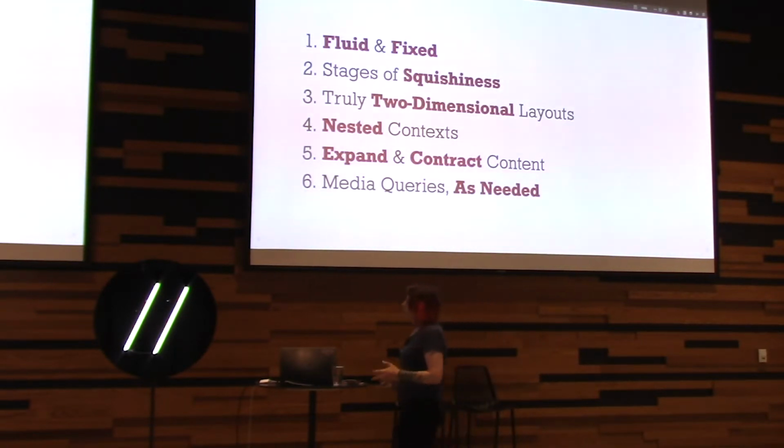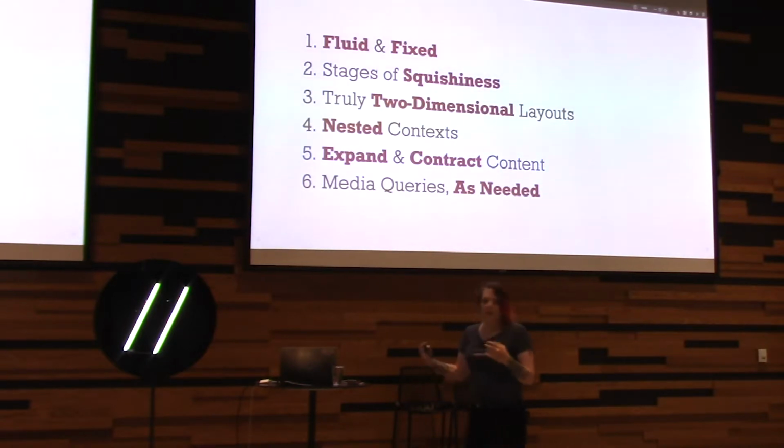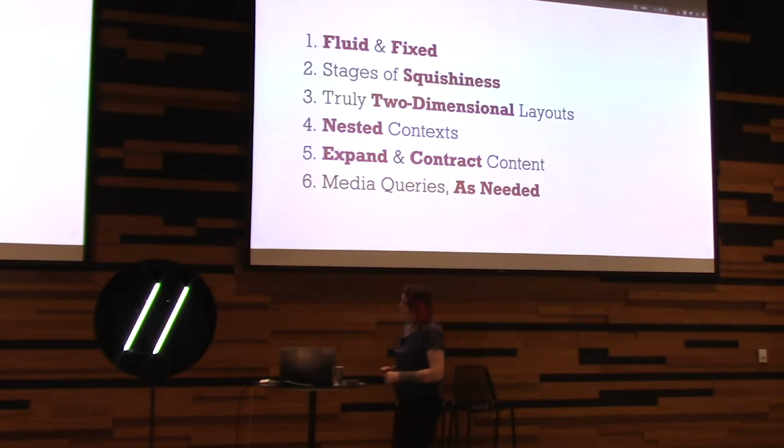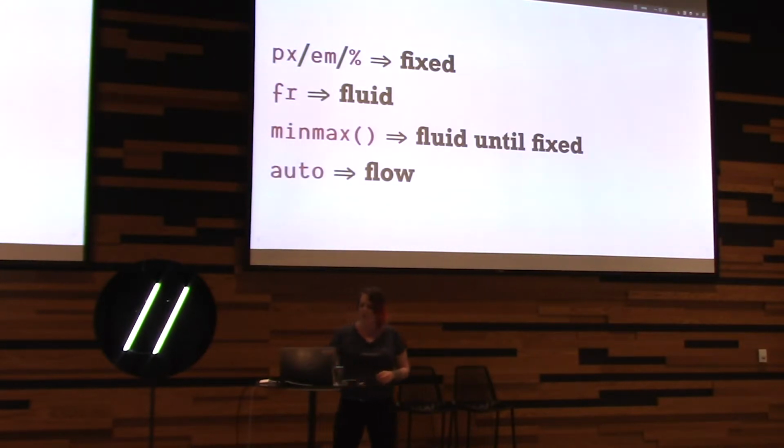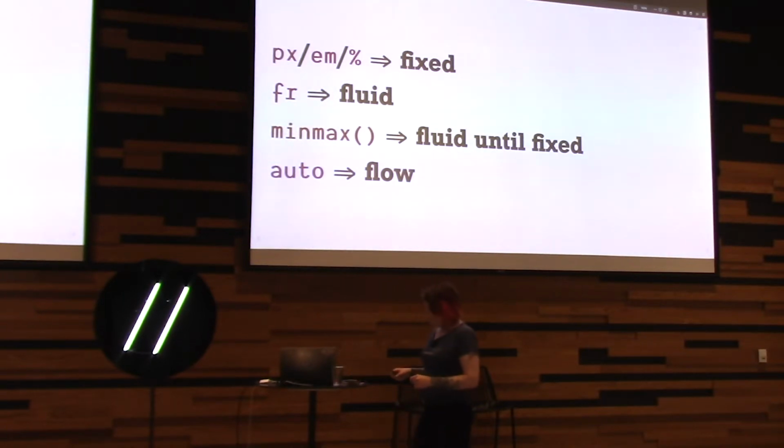We can expand and contract content. We now have min-content, max-content, all sorts of other values that give us this ability to say how big and how small things need to get. We have minmax, which I'll show you. And then media queries as needed, which we don't always need because grid does some of that for us, which I'm not sure if I have examples of that in here. We'll see how much time there is.